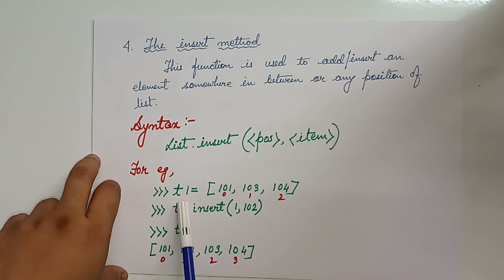So let's say we have created a list over here. The contents of the list are 101, 103 and 104. We want to insert 102 at the first position. After using the insert method, let's see: 101, 102, 103 and 104. So you can see 102 is added at the first index.